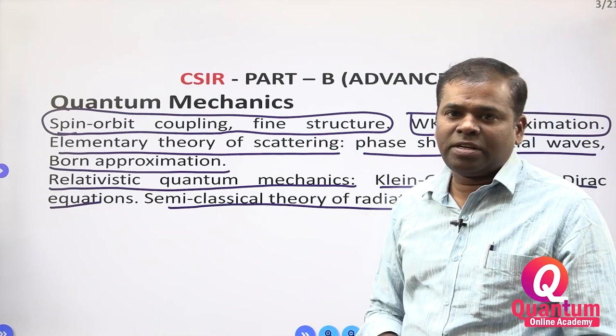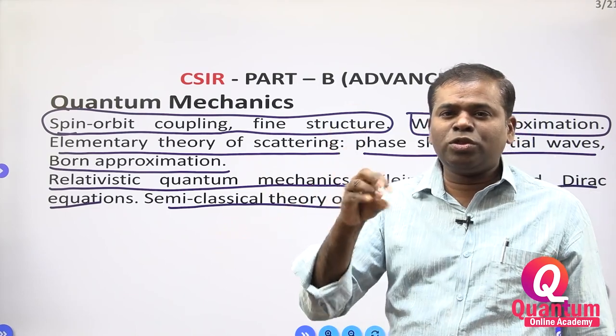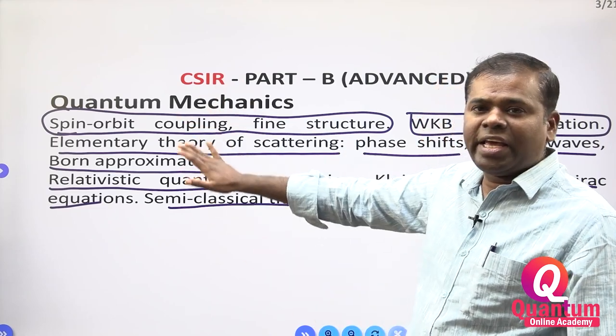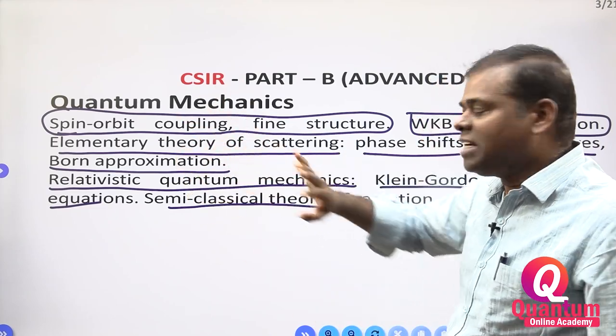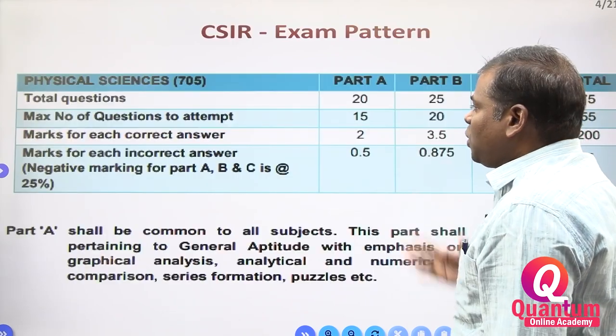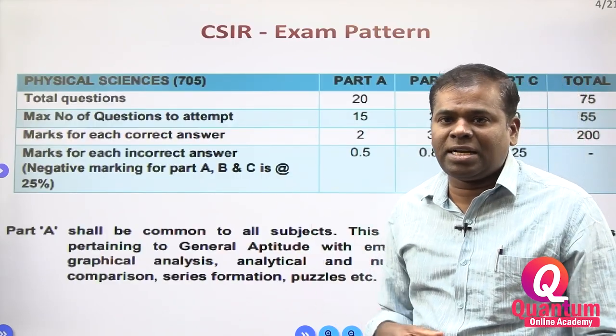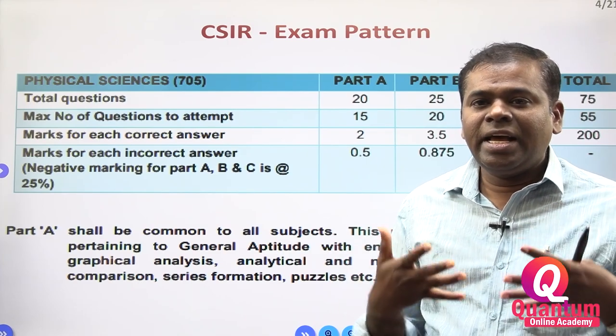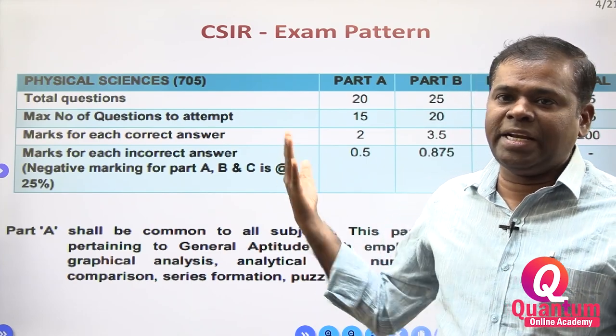This is the advanced part. From this part, 5-mark questions you are able to get in the CSIR examination. This part also is very easy only. I will club and teach all the parts. Once you see the paper pattern, you already got the idea in mathematical methods of physics. In classical mechanics also I explained this pattern.